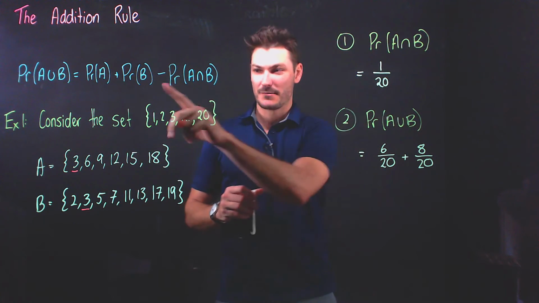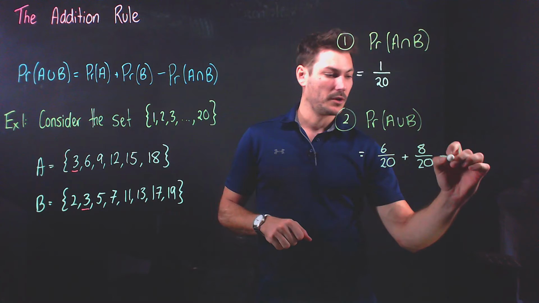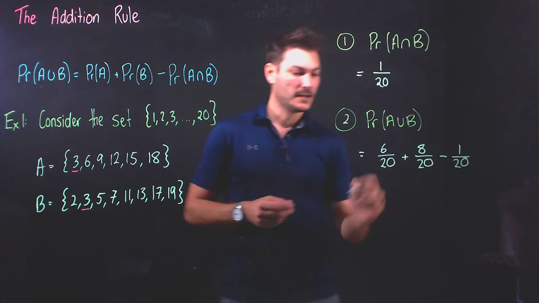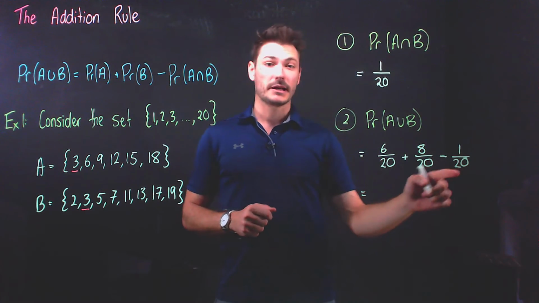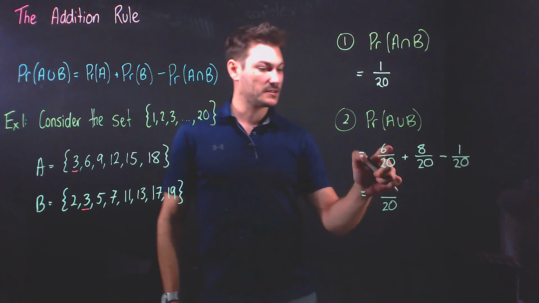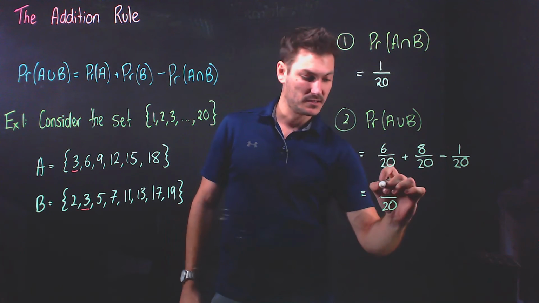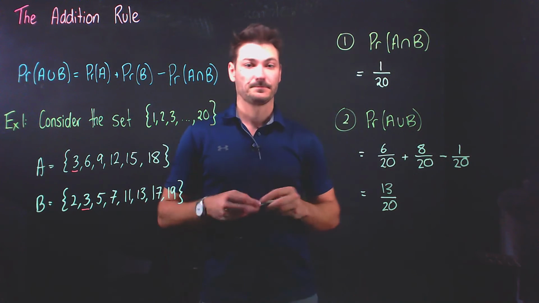And that's where this minus the intersection comes from. So we're going to subtract 1 over 20. And now we have a common denominator. So the answer is going to be over 20. And we need to just simply add these terms. 6 plus 8 is 14, minus 1 is 13 out of 20.